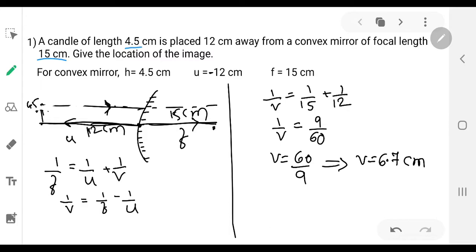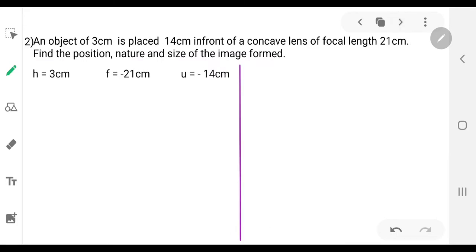So this is a simple example. We'll move on to the next question. An object of 3 centimeter, so the height of the object H is 3 centimeter, is placed 14 centimeter in front of a concave lens of focal length 21 centimeter. Find the position, nature and size of the image.